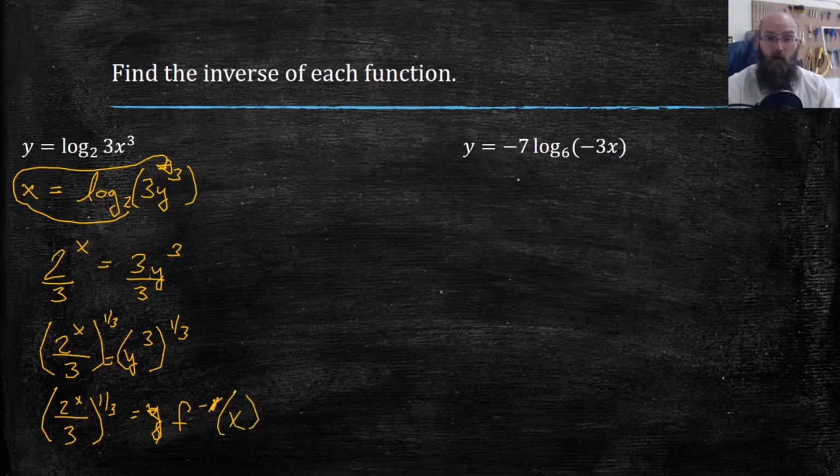Let's go over to the one right next to it. I'm going to get the log. Oh, actually, I need to switch my x's and my y's first. Then I'm going to get the log by itself. So switching those, I have x equals -7 log base 6 of -3x.